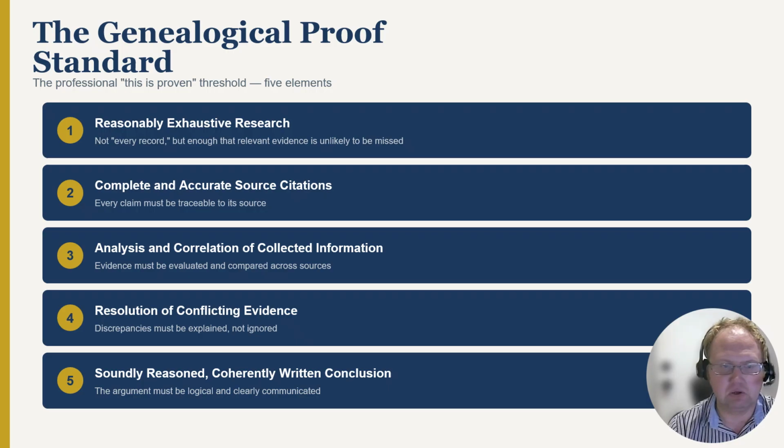5. Soundly reasoned and coherently written conclusions. Your argument must be logical and you must be able to articulate clearly. Notice how the 5-step research cycle maps into GPS. If you follow the cycle rigorously, you're operationalizing the standard. The cycle is a method. GPS is the measure.